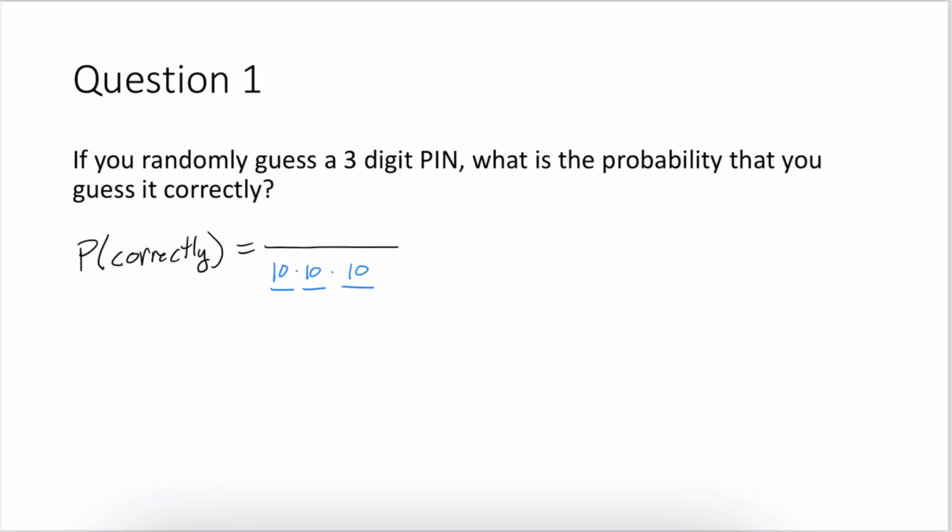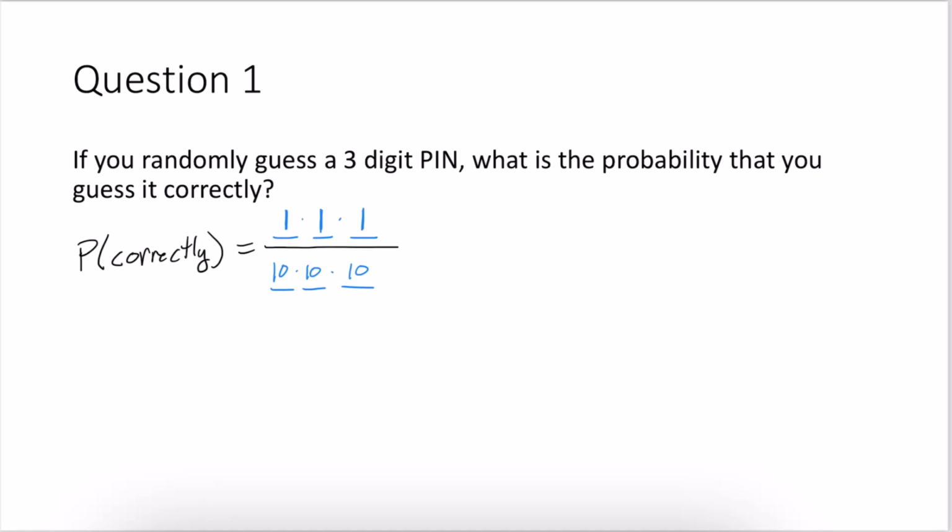And then for the number of desired outcomes, it's still a 3-digit PIN, so we still have 3 events. But in this case, we want to guess the PIN correctly. And the first digit of the PIN only has one possible correct digit. It's just whichever digit is the number that's in the PIN. So there's only one choice to guess the first digit correctly. And similarly, there's only one choice to guess the second and third digits correctly.